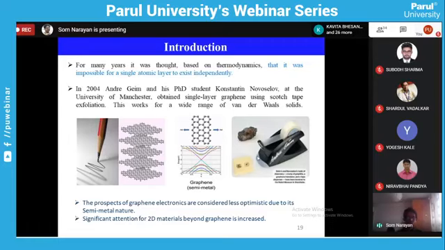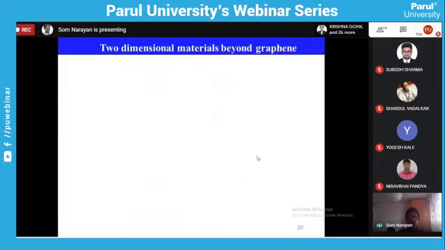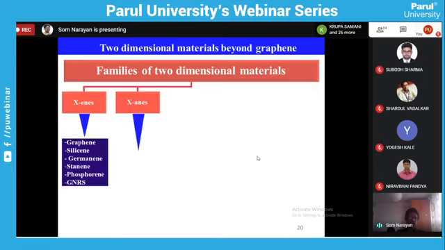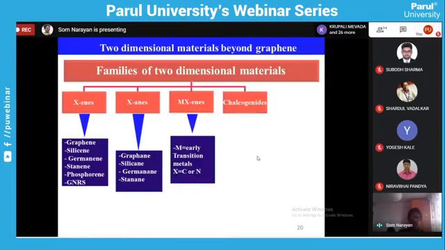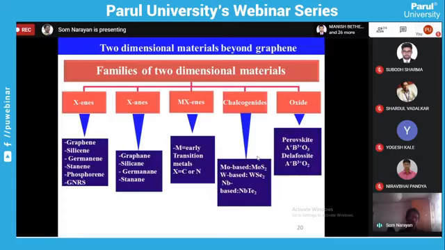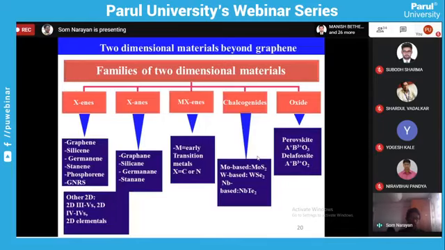In our master's also, we went for different doping procedures for opening the band gap. There are other two-dimensional materials beyond graphene that were discovered after the successful discovery of graphene. These are the Xenes, then Xanes, then MXenes, then chalcogenides, and basically oxides. I will discuss why we are motivated to do these things. Some other elements also.